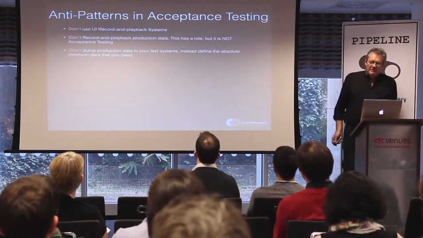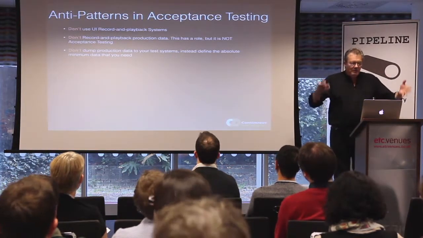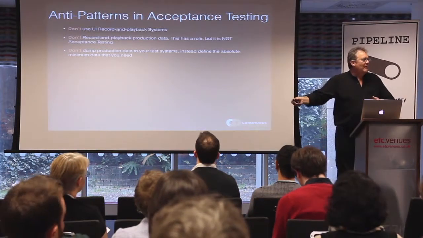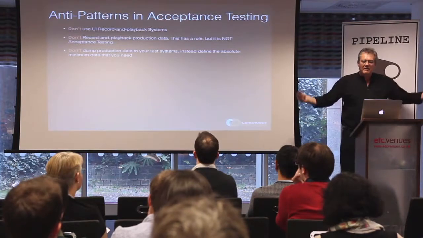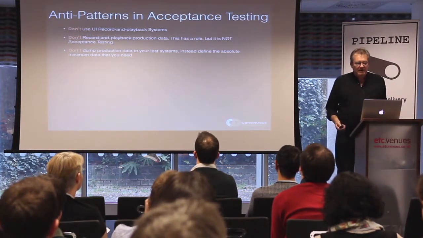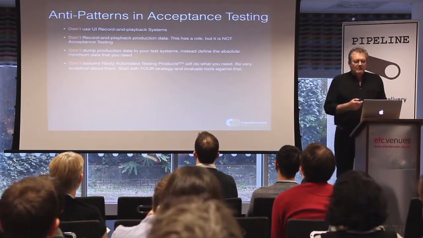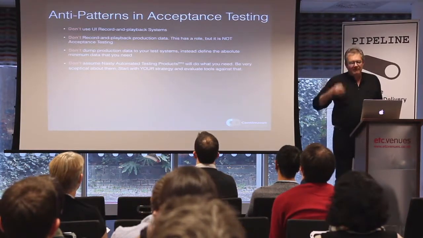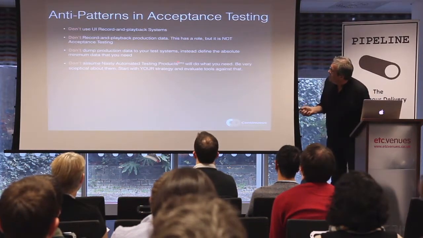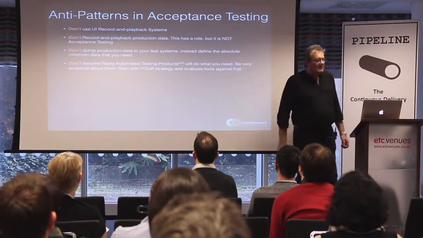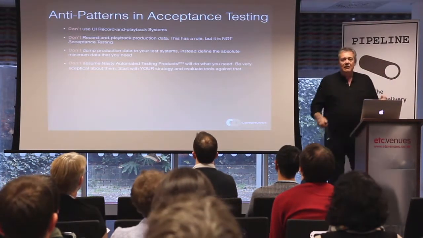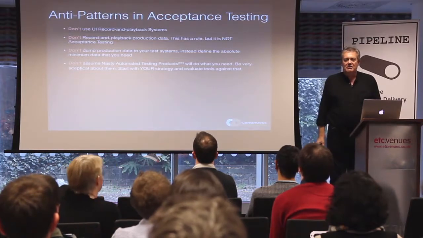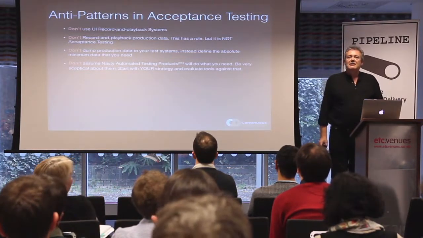Don't dump production data in your test system because you want it scalable, you want it to be nimble, you want to be able to deploy this out all over the place, you want to have flexibility to be able to scale this up very far. And if you've got vast amounts of data, you're not going to be able to do that. Don't assume some nasty automated testing product, trademark, is going to do what you need. Design your test strategy. You decide what it is that you want out of your test strategy and evaluate things in that context.